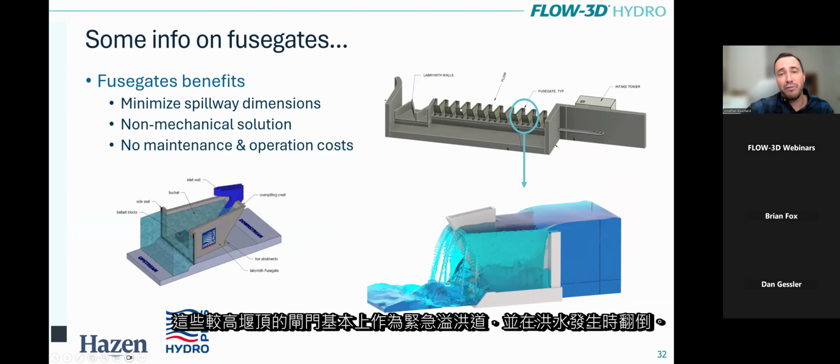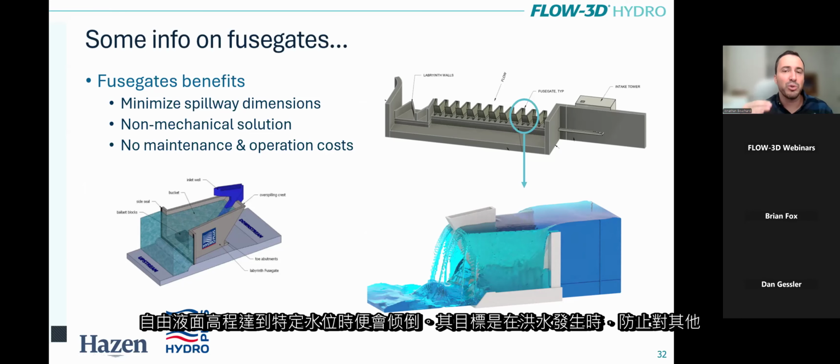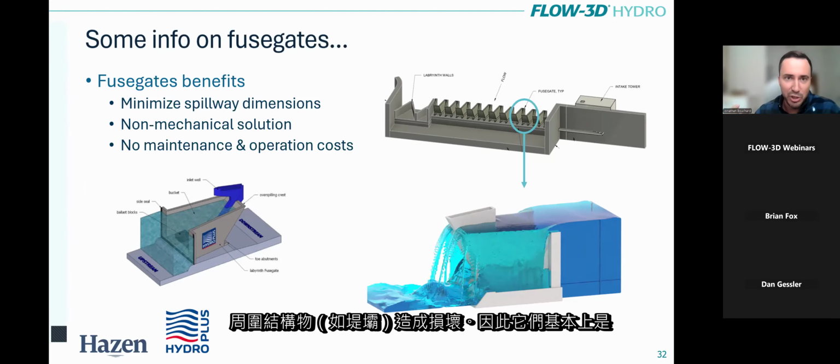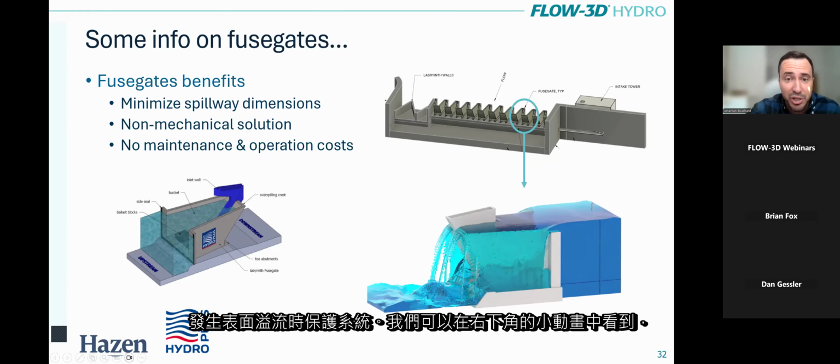For your info, fuse gates is a concept that has been developed by a company called HYDRO, and they are designed to tip whenever the water surface elevation reaches a certain level. Their goal is to prevent damage to other surrounding structures, like the embankment, in the event of a flood. So they are basically the hydraulic equivalent to a fuse in an electric system, with the same goal of protecting the system in the event of a surcharge.